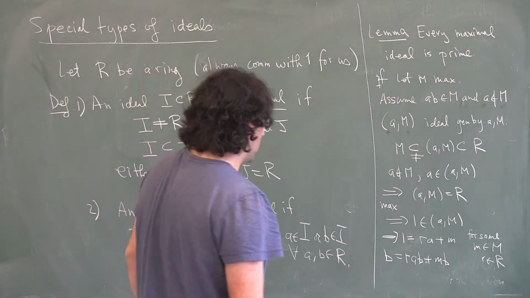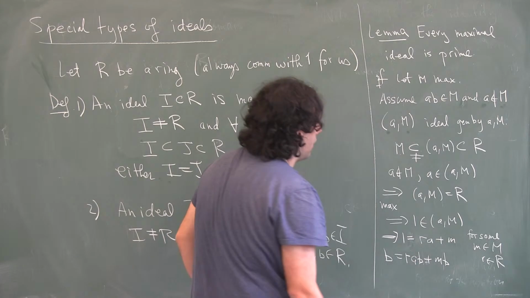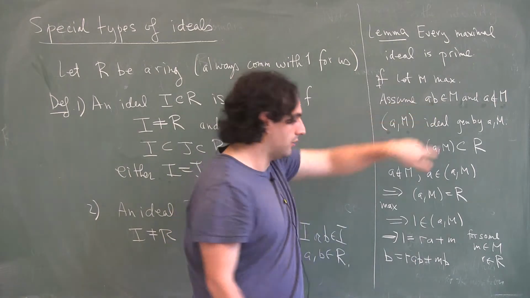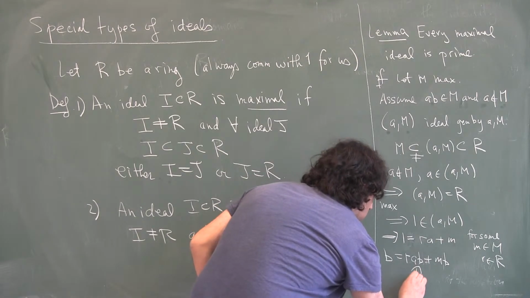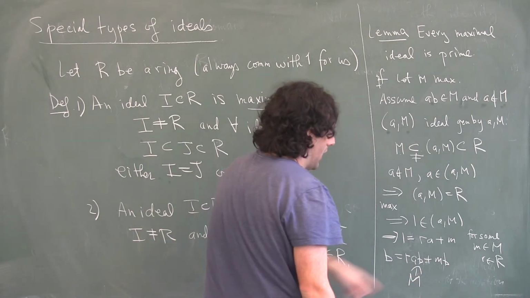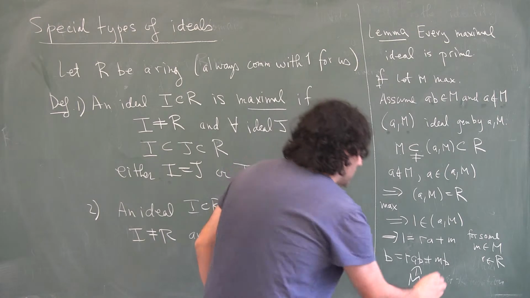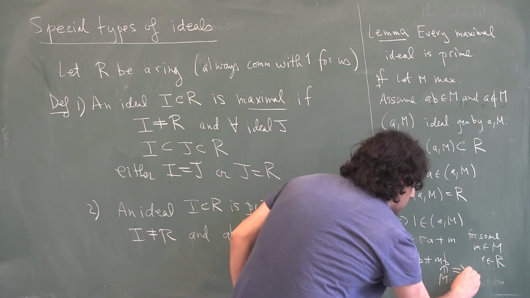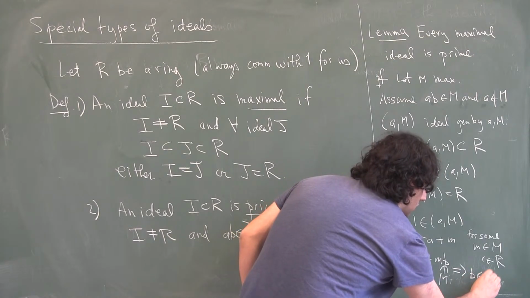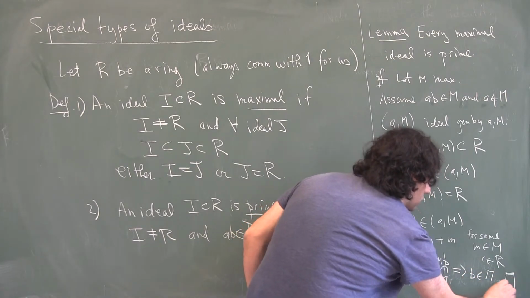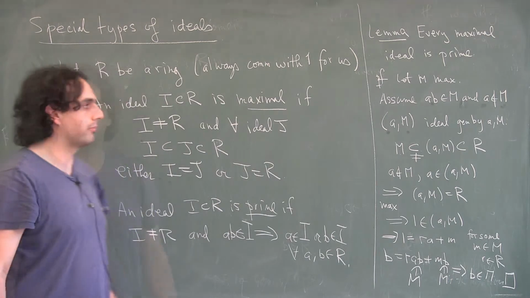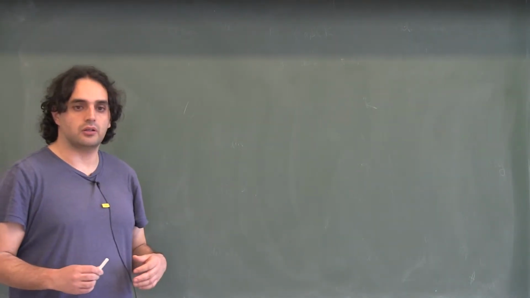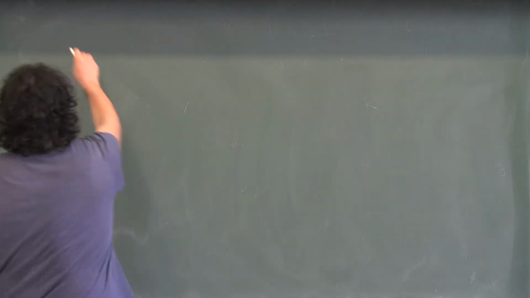And now the point is that this element RAB, well, we assumed AB was in M, so RAB is in M. And mB, because M is an ideal, is in M. And so this implies that B is in M, which is what we wanted to show. Okay? So the converse of the lemma that we've just seen is not true.